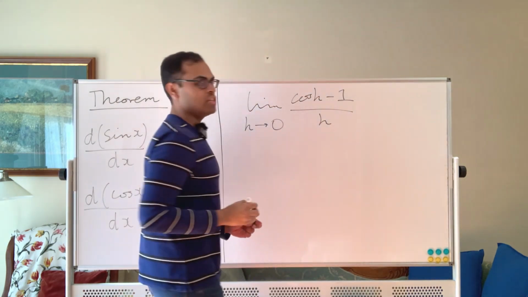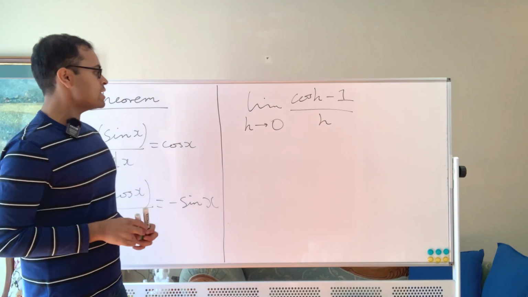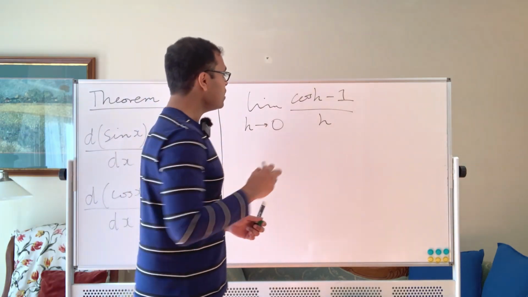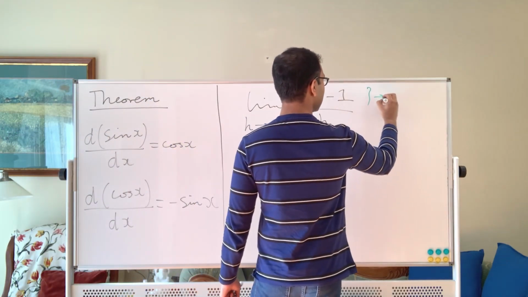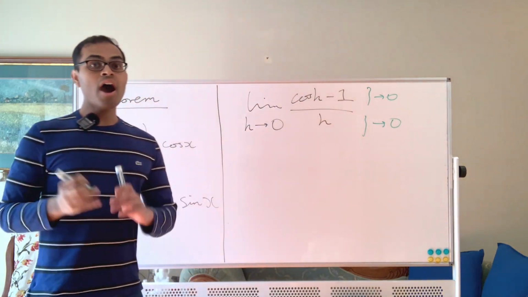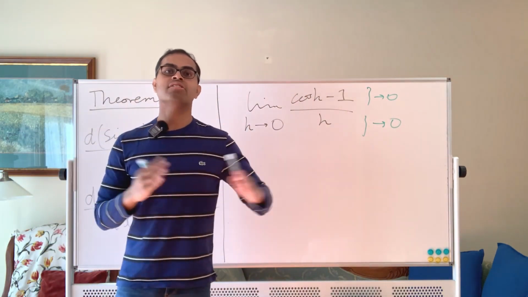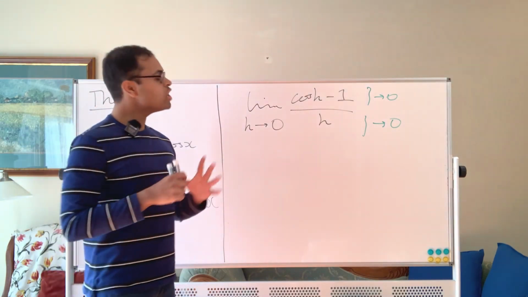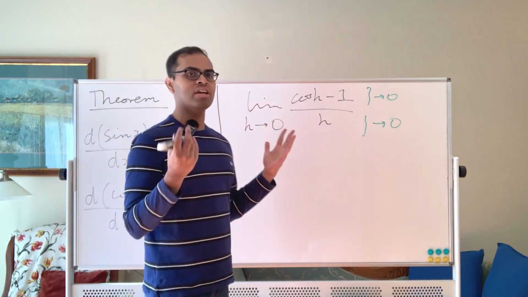This is a 0 over 0 limit. First, to verify: as h goes to 0, cosine h goes to 1. So you get 1 minus 1 on the top, which is 0, and you get 0 on the bottom. So it's 0 over 0. Now how do we reduce to the sine h over h limit being 1? Well, what we want to do is use some trig identity.